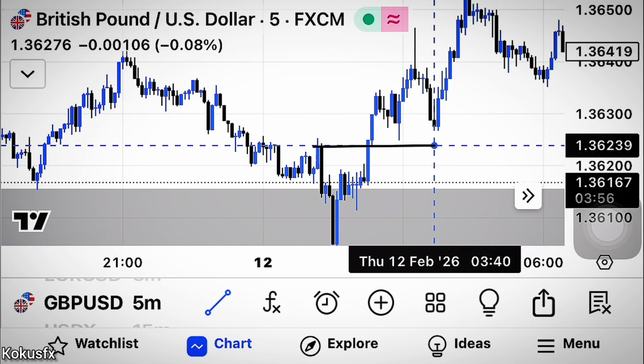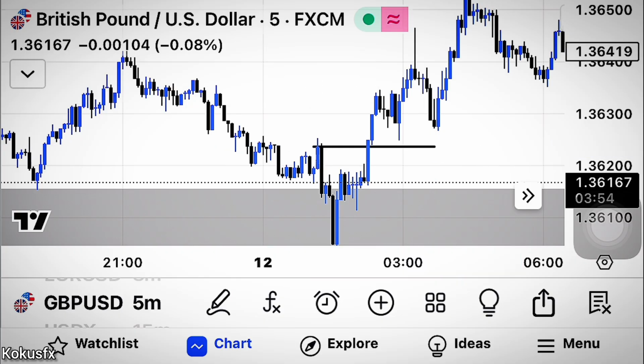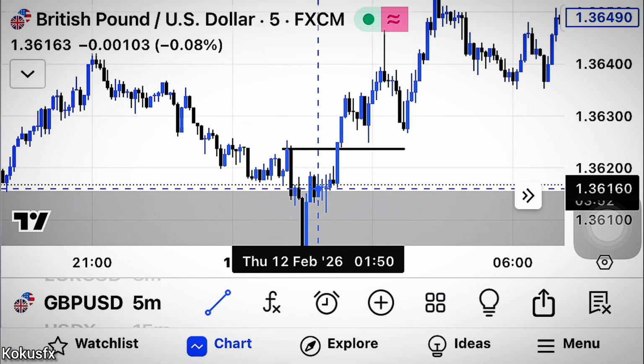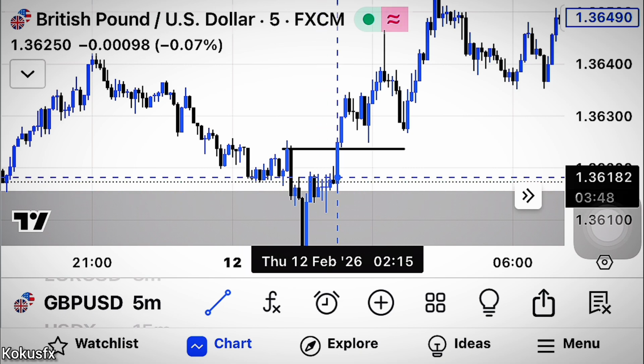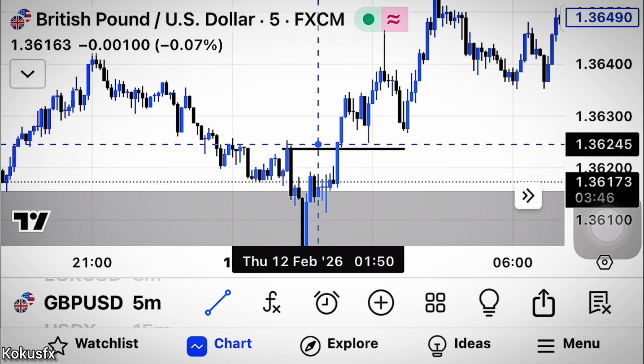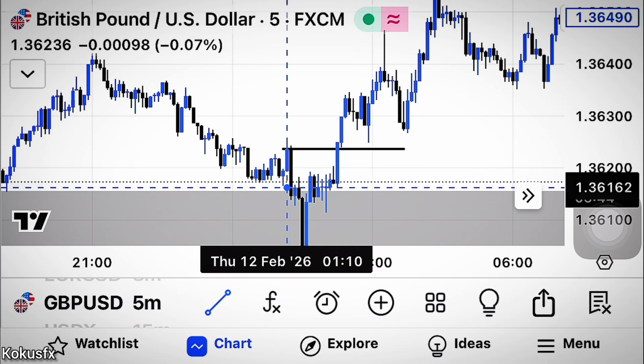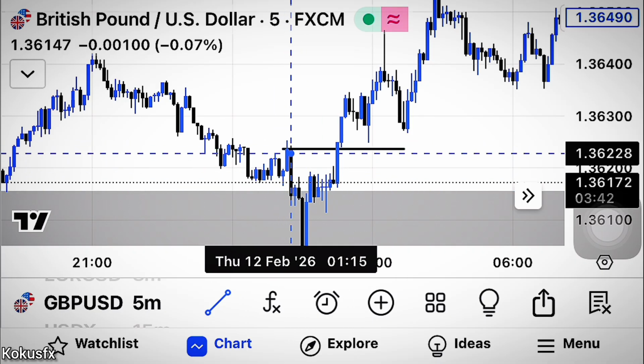I mapped it out, so I was waiting. Look at what price was doing there, consolidating, chopping around. So immediately this bullish candle broke above this bearish candle, this bearish order block, I know that, yeah, the bullishness has been confirmed.